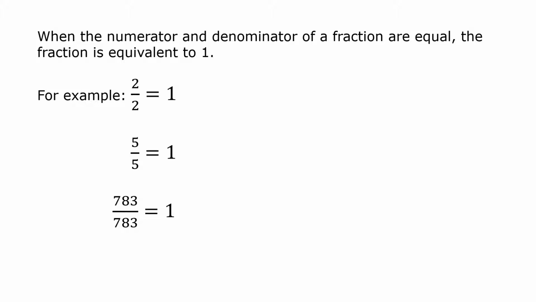This is because when I simplify the fraction, I divide the numerator and the denominator by the highest common factor of both. So where the numerator and denominator are the same, that number will be the highest common factor. So I divide through by 2 and I will get 1 over 1, which is equal to 1. Similarly with this one, I would divide the numerator and denominator by 5 and I would get 1 over 1. And with 783 over 783, I would divide both numbers by 783, and that would give me 1 over 1, which is equal to 1.